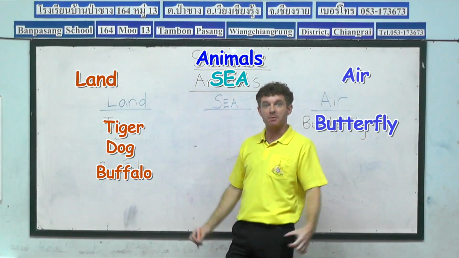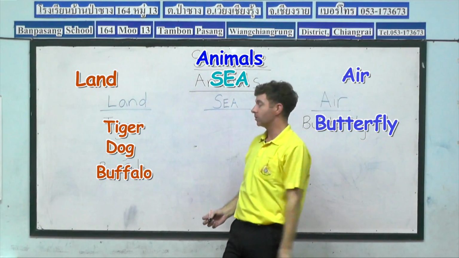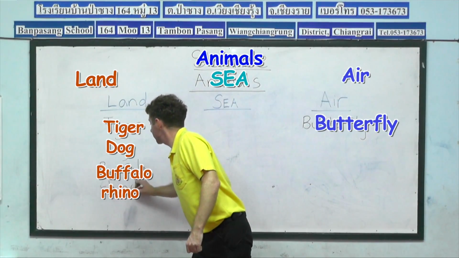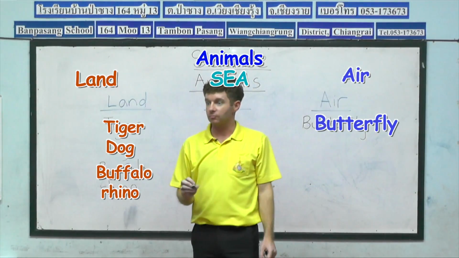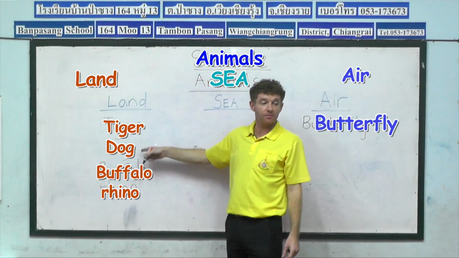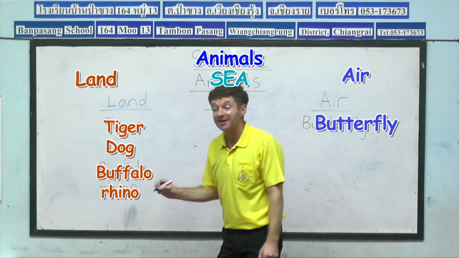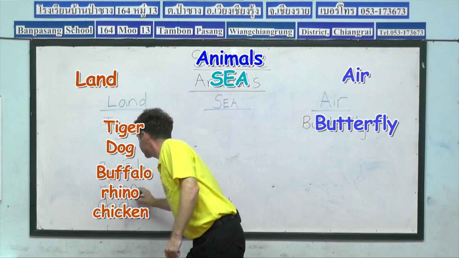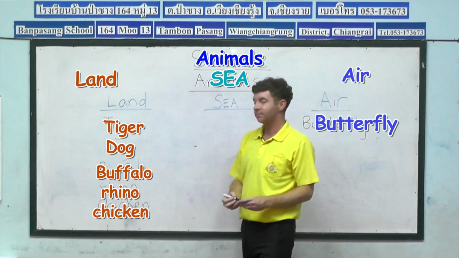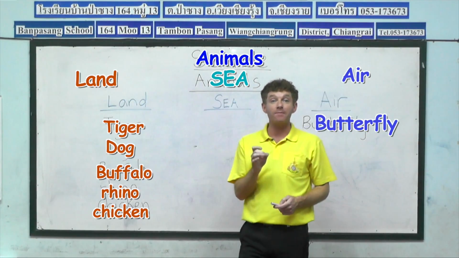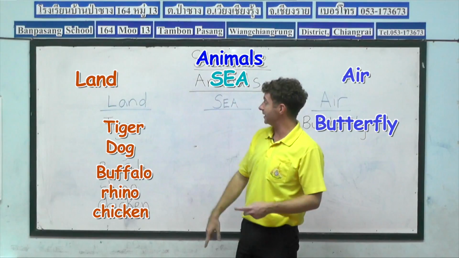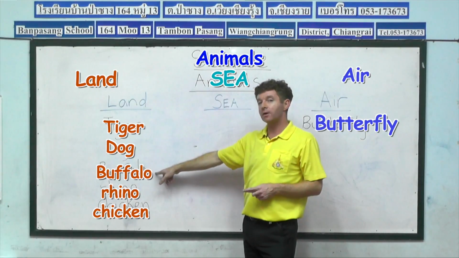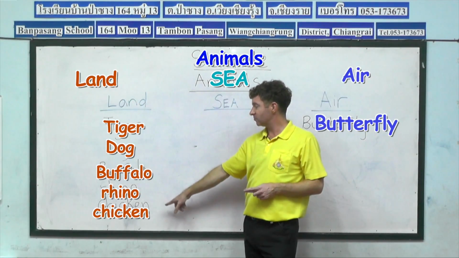Rhino. Yes, remember the big animal with the horn. Rhino. R-H-I-N-O. Chicken. Yeah. Bang Boom, we have tiger and dog already on the board. So, chicken. Excellent. C-H-I-C-K-E-N. Excellent. These are all examples of animals that live on land. We have tiger, dog, buffalo, rhino, chicken.